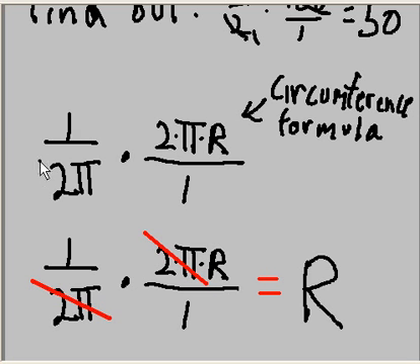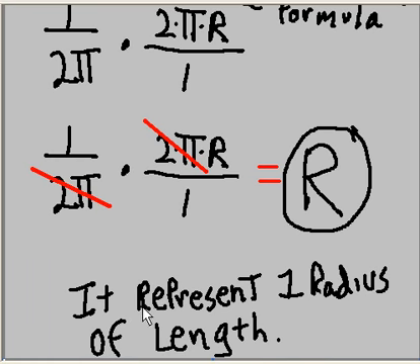Multiply to find out. 1 over 2 pi times the circumference of a circle, the formula is 2 pi r. 1 over 2 pi times 2 pi r gives me, the 2 pi's cancel out, and we get r, radius. So, a radian angle represents one radius of length along the circumference of the circle.